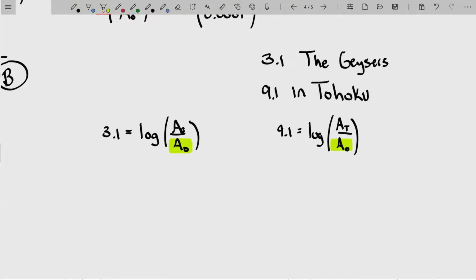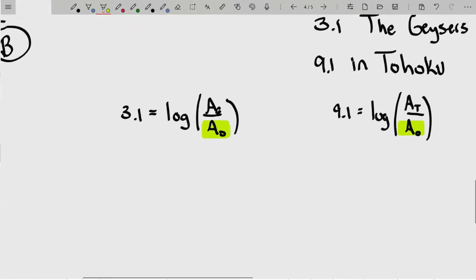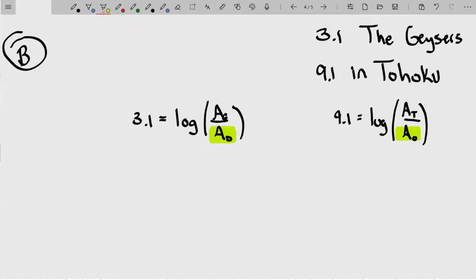A sub T and A sub G are measures of energy output. They're not rating systems. They're actually how much energy was emitted during this earthquake, and that's usually in watts per square meter. So let's go ahead and solve both of these for their respective energy levels. That is, let's solve this first equation. Whoops, that's not an arrow.